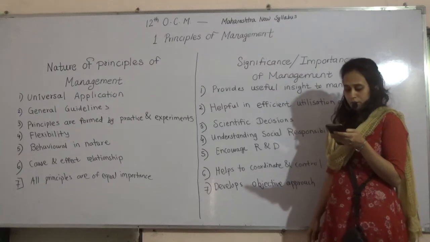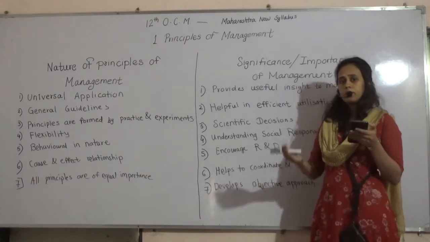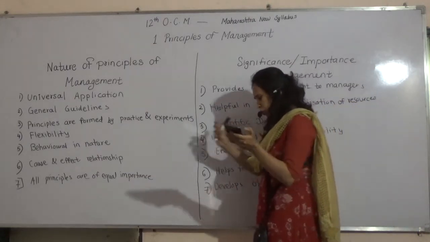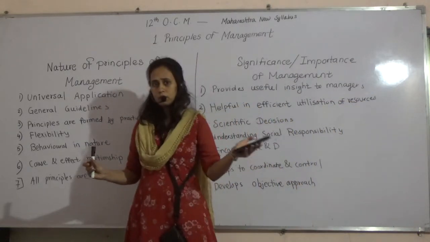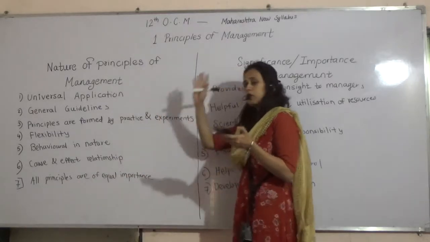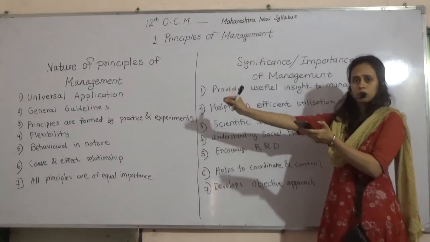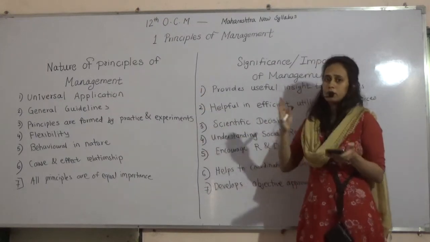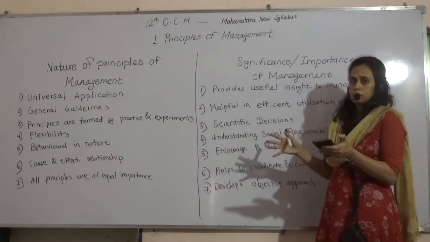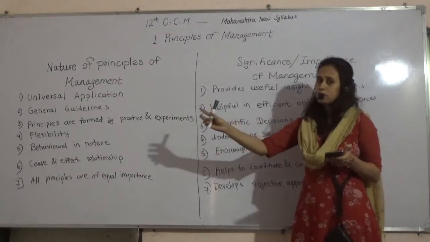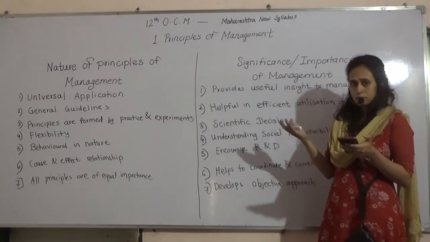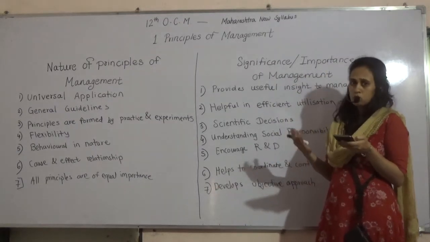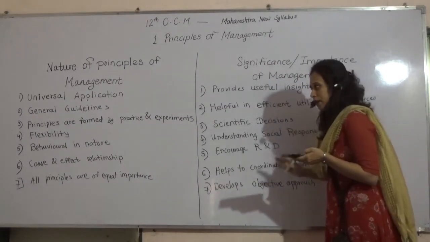Next is flexibility. What is flexibility? Flexibility means as per the situation you can change it. It is not like pure science. For example, if you take this chemical and add it to another chemical, it will result in a certain conclusion, and that will be applicable everywhere. But these principles are flexible. They are not rigid. A particular principle has been given to you, but you can change it as per the situation. A manager can take decisions as per the situation. So they are quite flexible.